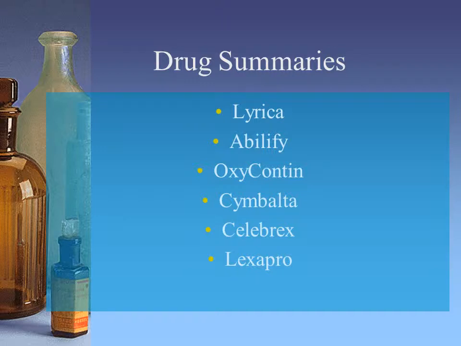Okay, with that then, we have finished up our materials on the peripheral nervous system, or medications related to the peripheral nervous system. And once you're done and you've reviewed your materials and you're comfortable and you take your quiz, you can start working on your drug summaries for the next unit. The next unit will be the central nervous system, and the drug summaries that you'll want to complete by submitting into the drug summary form are Lyrica, Abilify, OxyContin, Cymbalta, Celebrex, and Lexapro.